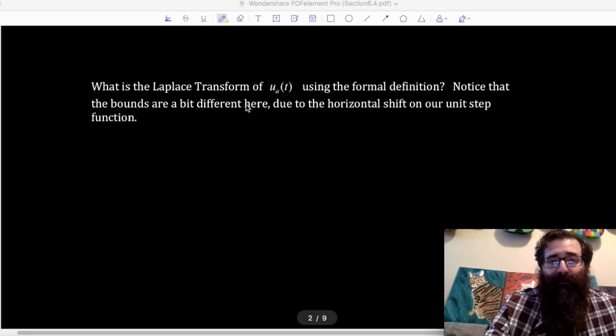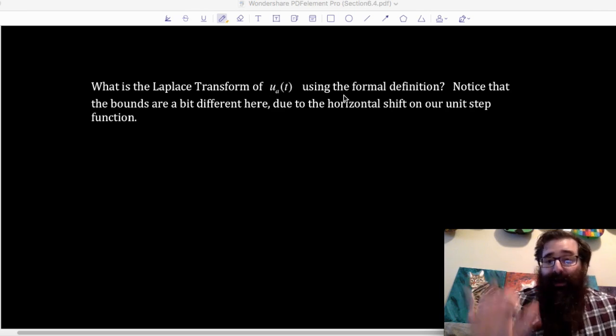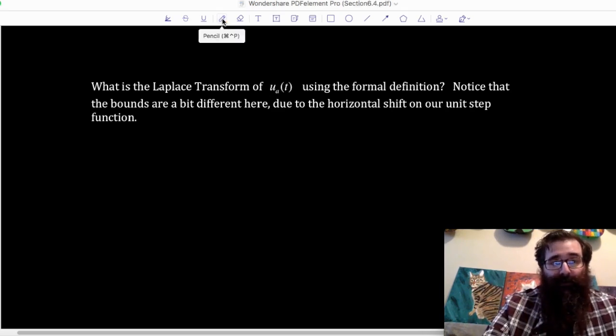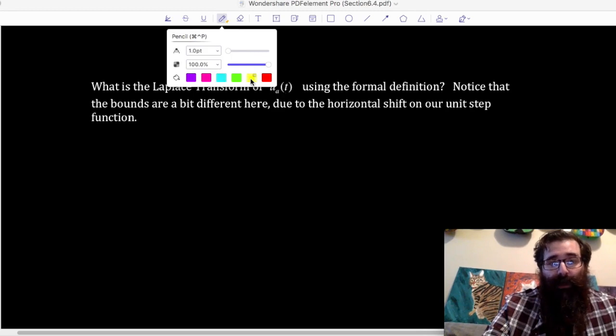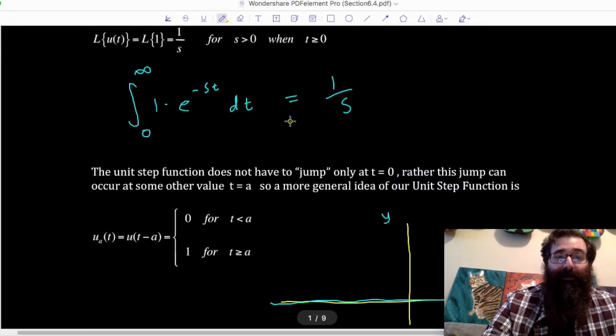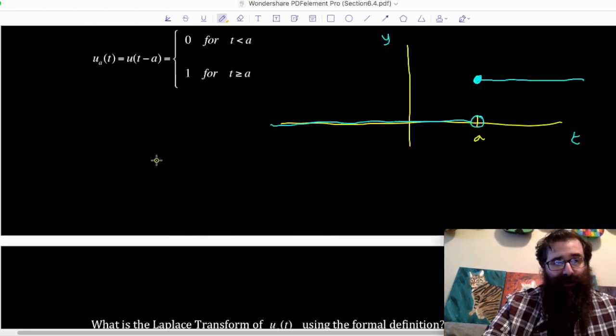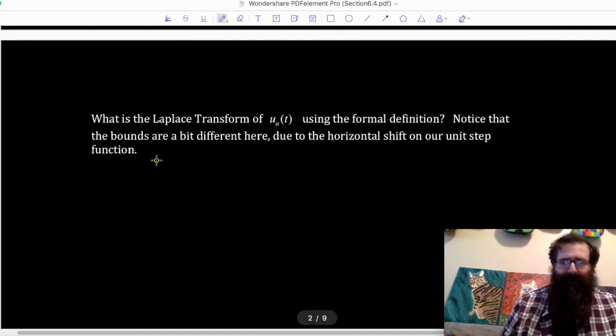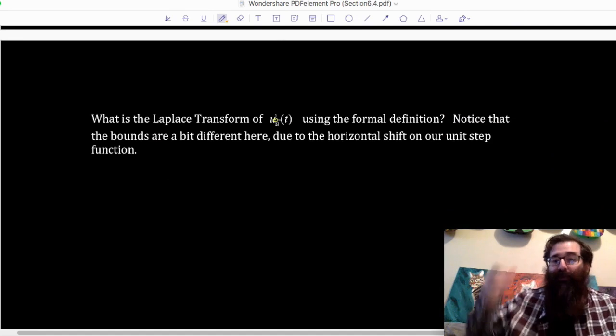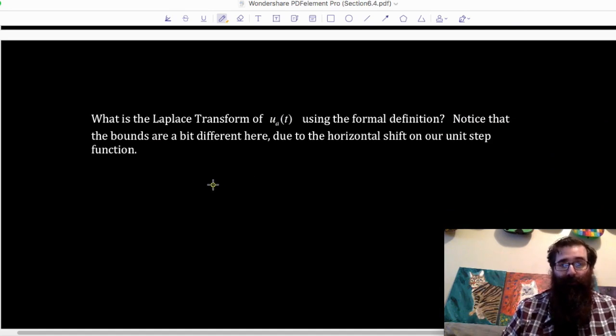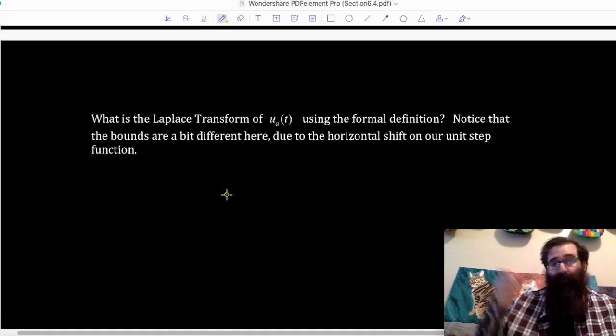We want to know what is the Laplace transform of this unit step function with the shift using the formal definition. Notice here that the bounds are a little bit different. Keep in mind that we're not doing the jump from 0 to 1 at t equals 0. Instead, the jump from 0 to 1 happens at t equals a. So in fact, this lower bound is going to change. It's still the same basic idea. Whenever the unit step function takes on the value 0, there's nothing useful that we get from the result of the Laplace transform. But when it takes on the value 1, then we're going to get something out of it.